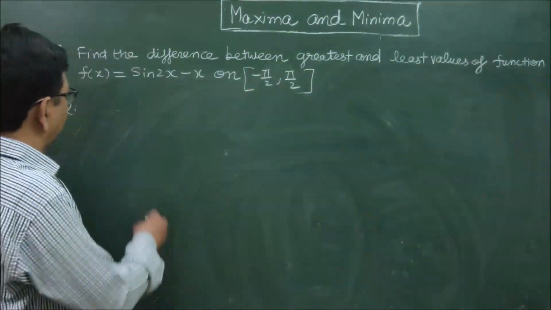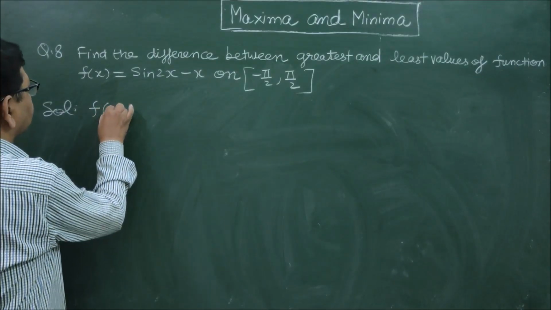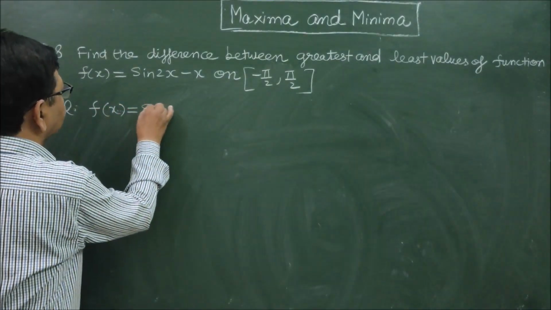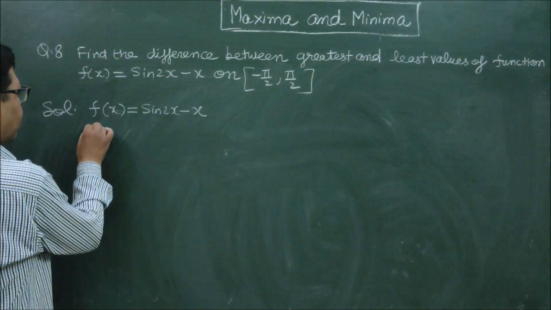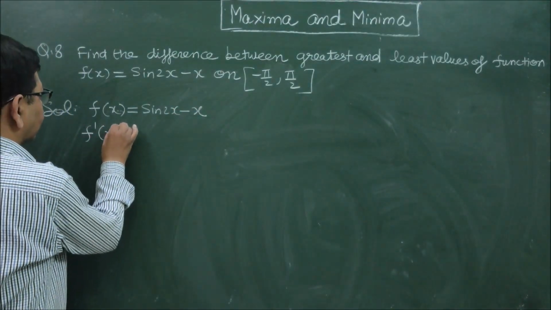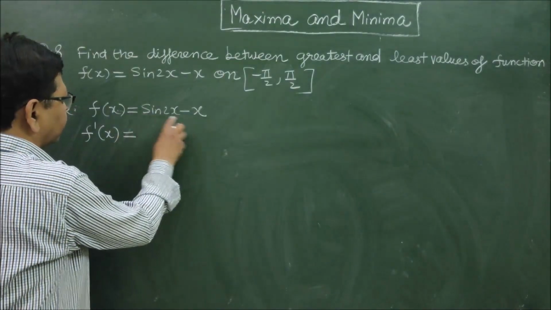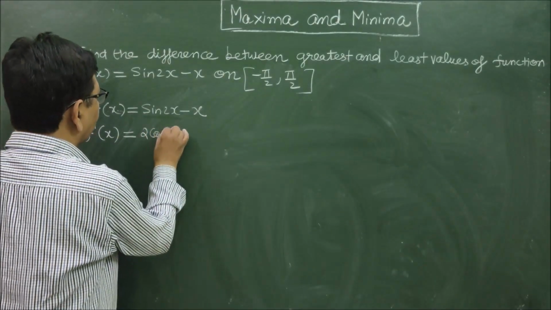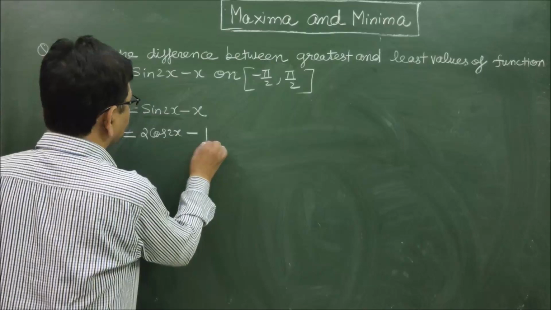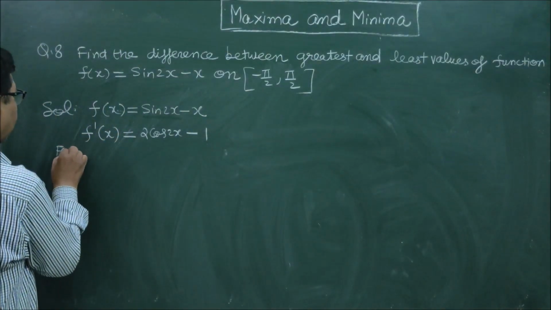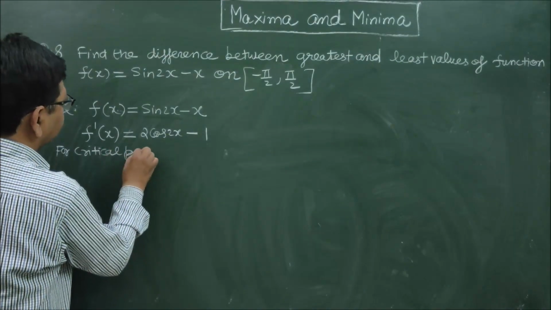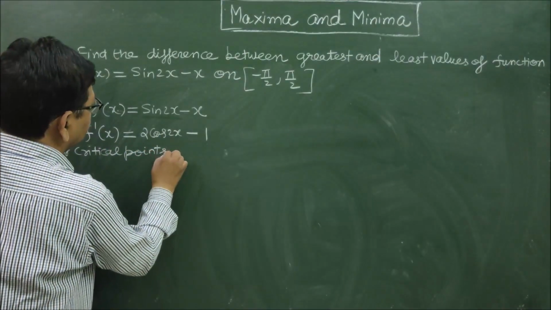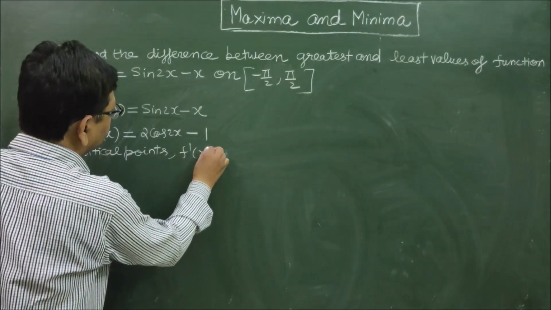So first let us consider the function f(x) is equal to sin 2x − x. Now differentiating it with respect to x, f'(x) is equal to 2 cos 2x − 1. For critical points, put it equal to 0. f'(x) must be equal to 0.